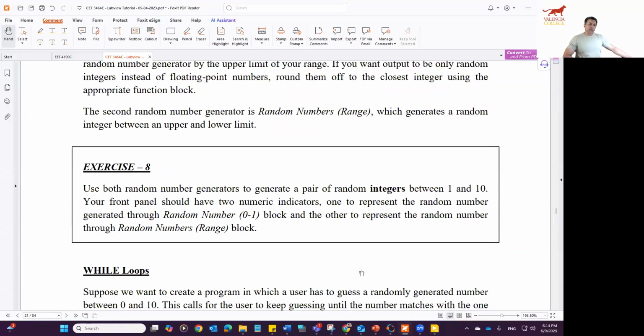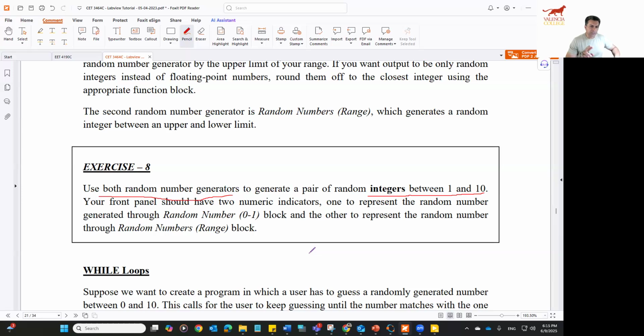If you look at exercise 8, I'm asking you to use both random number generators, the ones that we discussed in the class, to generate a pair of random integers between 1 and 10. So you have to generate integers between 1 and 10, and you have to use both of them. So you're going to use random number range 1 to 10 and generate random integers between 1 and 10. And then you're going to use, in the same program, the random number 0 to 1 block and generate the random integers between 1 and 10.